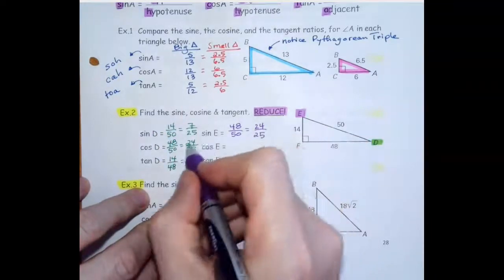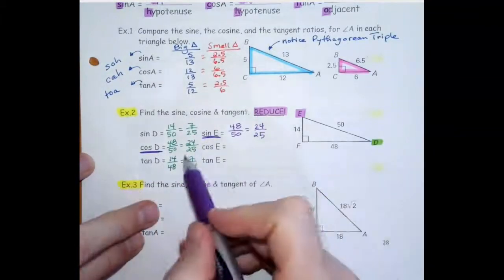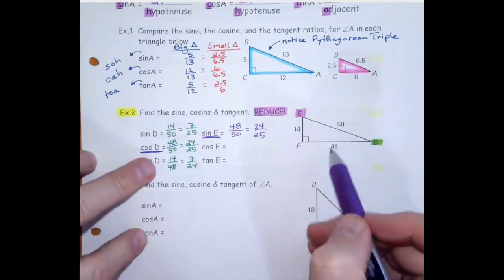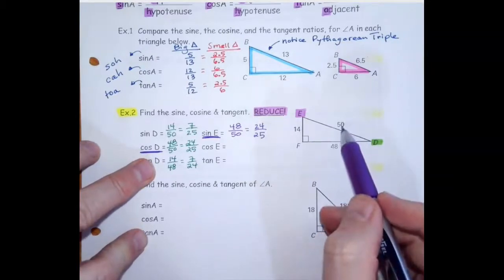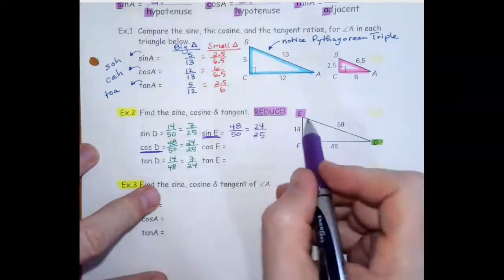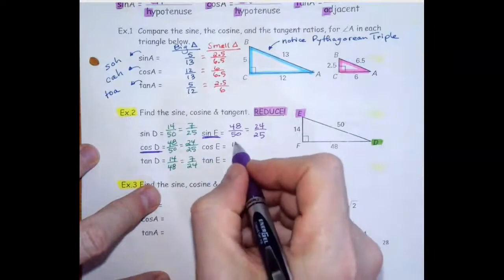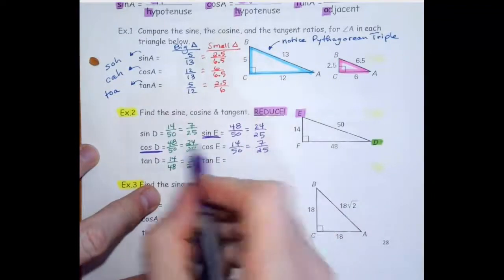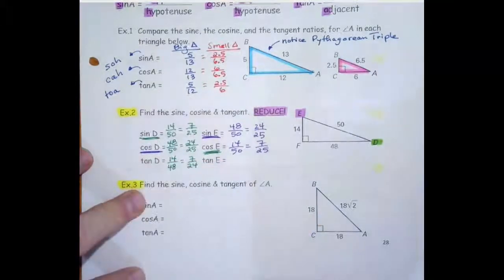So what we want to notice there maybe is that these two match up, which should make sense because the adjacent side for D is the opposite side for E, and they're both over the hypotenuse. So that's going to work out. Now, cosine is adjacent over hypotenuse, that's going to be 14 over 50, which is 7 over 25, which matches up here, and for the same reason. So you don't have to memorize that, that just can be a helpful thing.